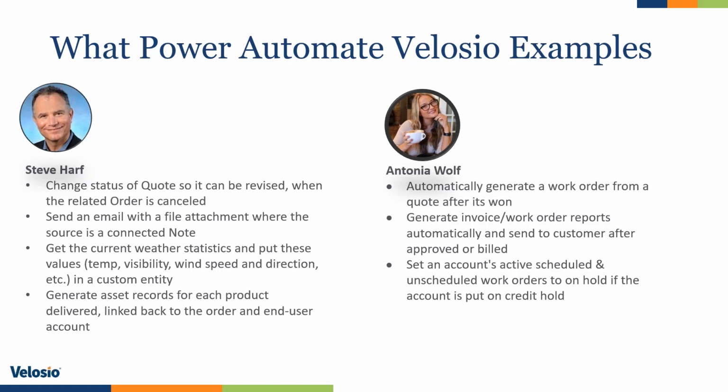And Tony is generating work orders after a quote is won. That whole process, and again, the approval process, is a fantastic scenario. He set up the account schedule, the unscheduled work orders, and a hold if an account gets put on credit hold, to automatically kill those upcoming events. So all these different scenarios, whether it's an ERP system, CRM system, or homegrown system, you can start tying these things together.